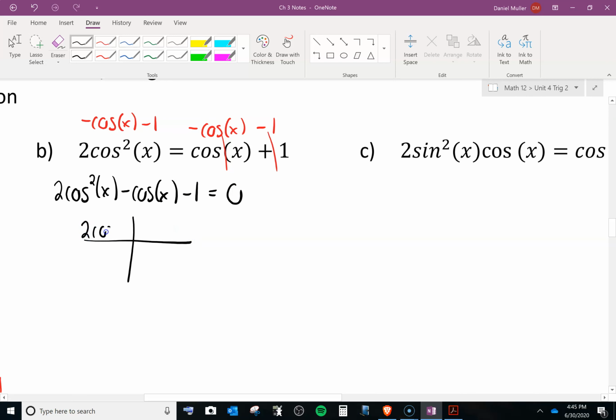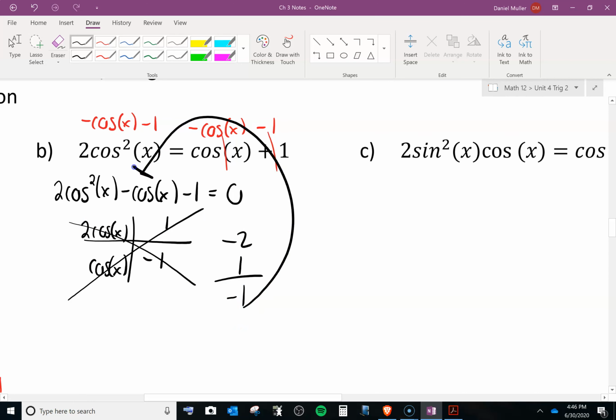So this would be a 2 cos of x, and this is just a single cos of x. So when you multiply them, you would get a 2 cos squared, which is what I have. And this side needs to be a 1 and a 1, and this needs to be negative. Again, the same reason: when you multiply that, you get negative 2, when you multiply that, you get positive 1, and if you add those, you get a negative 1, which is my middle number. So I'll erase this.